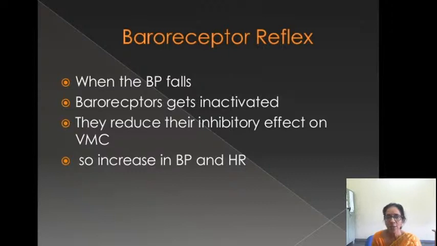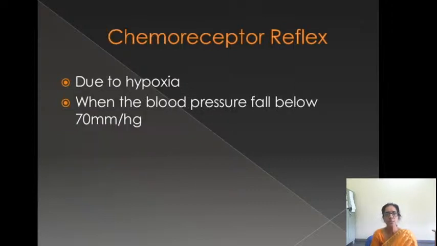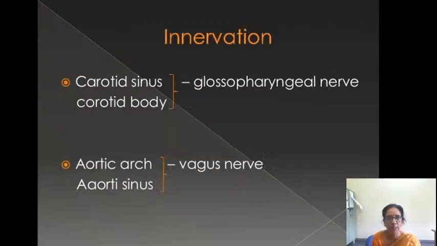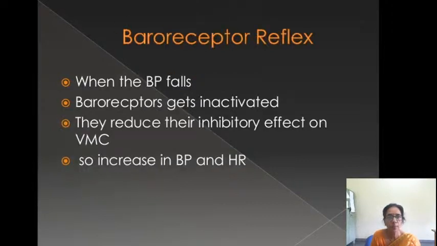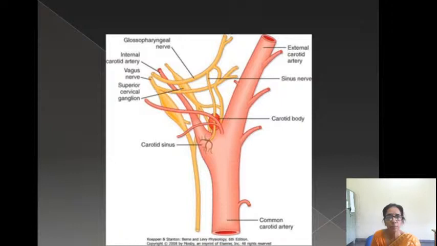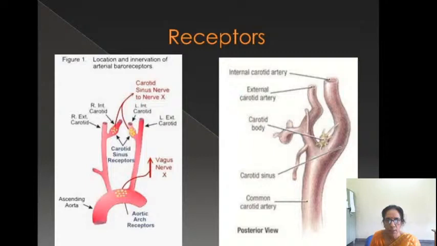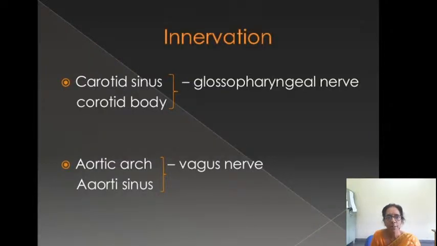The next one will be your chemoreceptor reflex. Where is this chemoreceptor reflex? Chemoreceptors are present in the carotid body and the aortic body. So carotid body is innervated by the glossopharyngeal nerve and aortic body is innervated by your vagus nerve. So this is your carotid body. You see here, this is a keyboard, and this is your aortic. Aortic body is also present near your aortic arch only, so it's not shown in the diagram. Carotid body. Okay, carotid body. These are for your chemoreceptors.